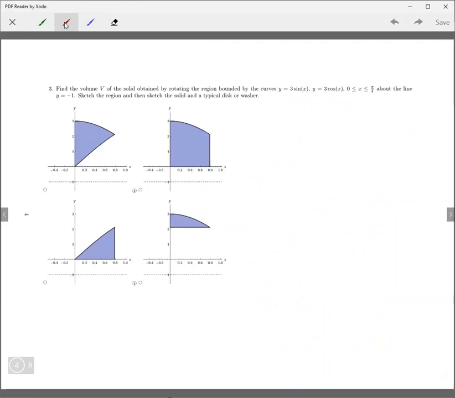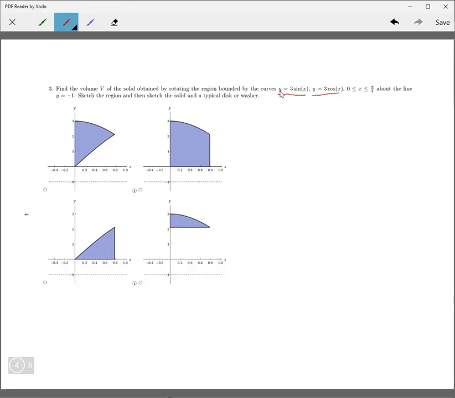Number 3. Find the volume V of the solid obtained by rotating the region bounded by the curves y equals 3 sine x, y equals 3 cosine x, and from 0 to pi over 4, and you want to rotate it about the line y equals -1. So you're rotating about this line down here, y equals -1. You're not rotating about the x-axis, it's rotated about that line down here.